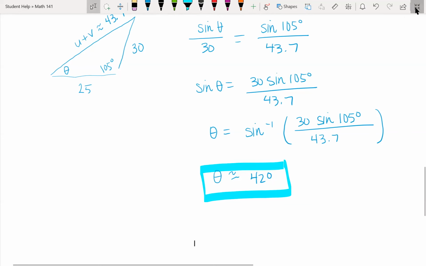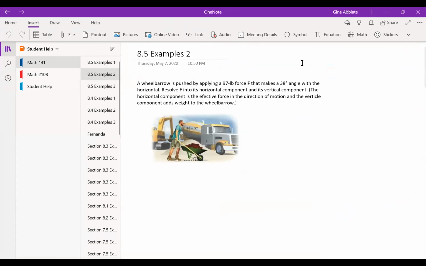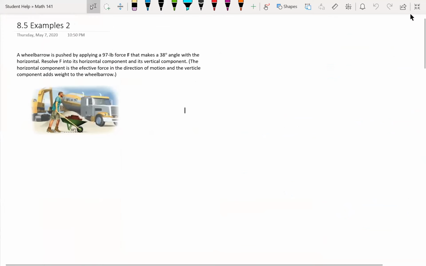All right, let's go to an application problem. In this example, we have a wheelbarrow and it's being pushed with a particular force. So the person who's pushing the wheelbarrow is pushing it with a certain amount of energy. And then there's an angle that's created from the horizontal, in this case from the ground, and how far the wheelbarrow is being lifted up from the ground looks like it's making a 38-degree angle. So they're wanting us to find two components, the horizontal component and the vertical component.